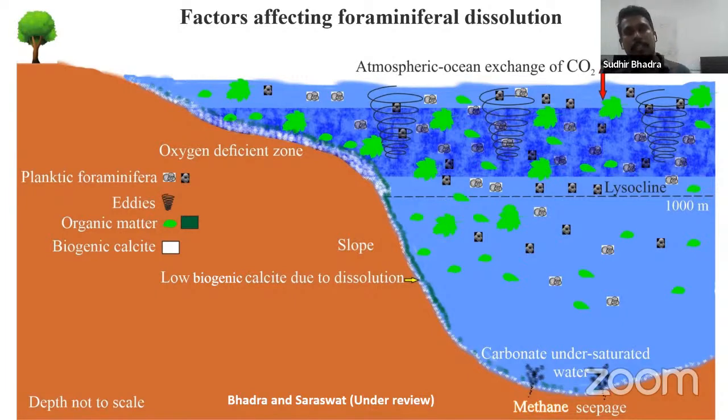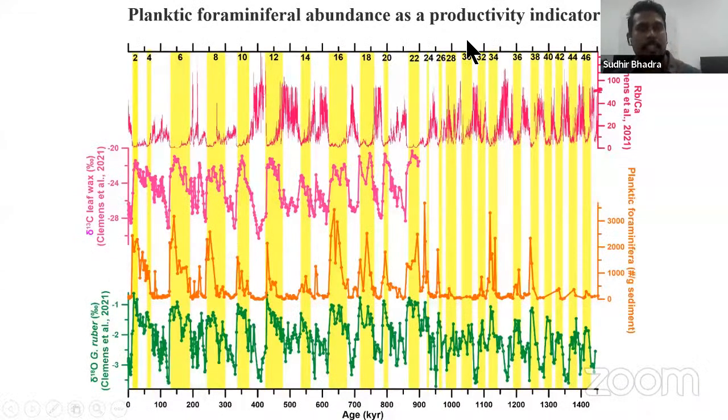That also could result in a dissolution of the foraminifera or the calcite. After looking at this, we again come back to the question: is the foraminifera representing dissolution, preservation, or productivity? So we plotted the planktic foraminifera abundance in the core samples with respect to the Del 13C of Globigerinoides ruber published by Clemens et al. and the rubidium by calcium value.